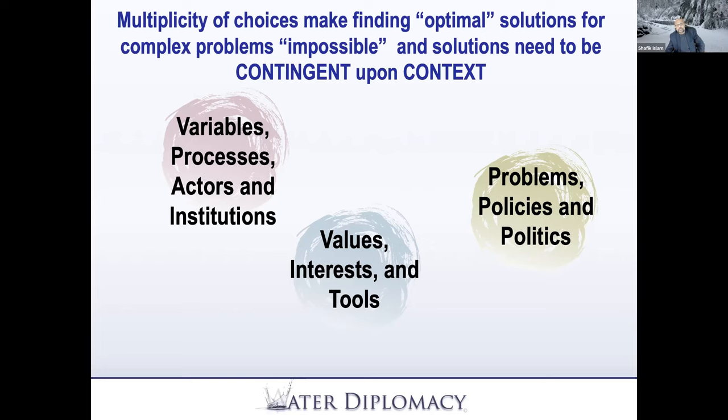So this multiplicity of choices fundamentally challenges this idea of finding optimal solutions. This is what Rittel and Webber found in 1973. They were talking about when you have a social problem, when this is coupled, we are now calling them coupled natural human system problems, to look for an optimal solution is impossible.